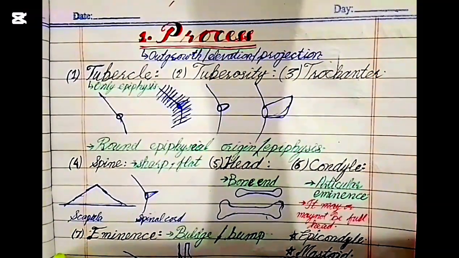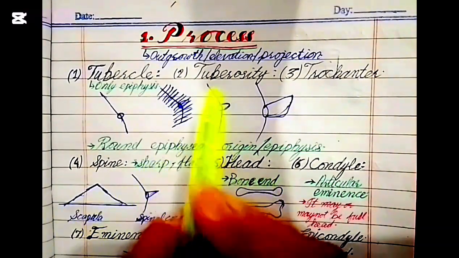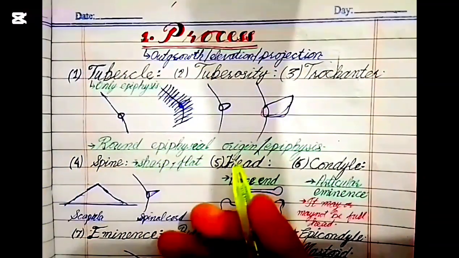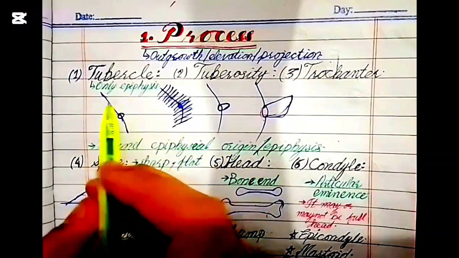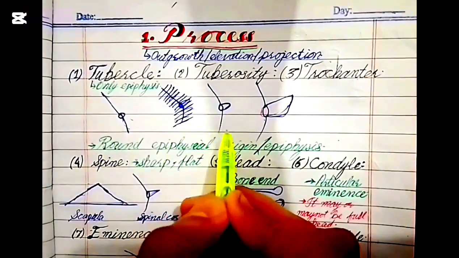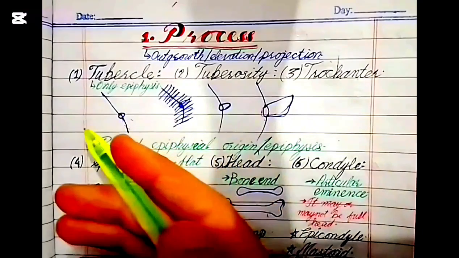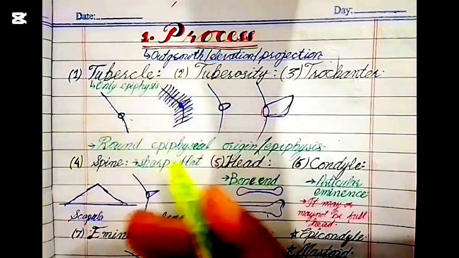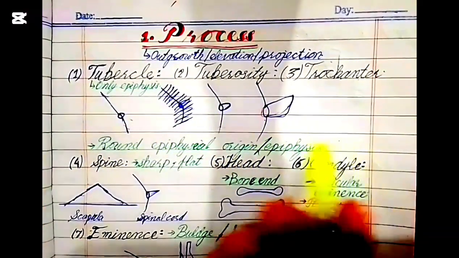Tubercle, tuberosity and trochanter: these three have a rounded epiphyseal origin, or epiphyses. As we look into the bone, there is an epiphyseal origin on the bone, so they all have a rounded epiphyseal origin. So what's the difference between these three? They differ only on the basis of size. The tubercle is very small. Tuberosity is larger than tubercle, and trochanter is much larger than tuberosity. So we can say trochanter is the largest and tubercle is the smallest, and they are divided only on the basis of size. They may have different shapes.